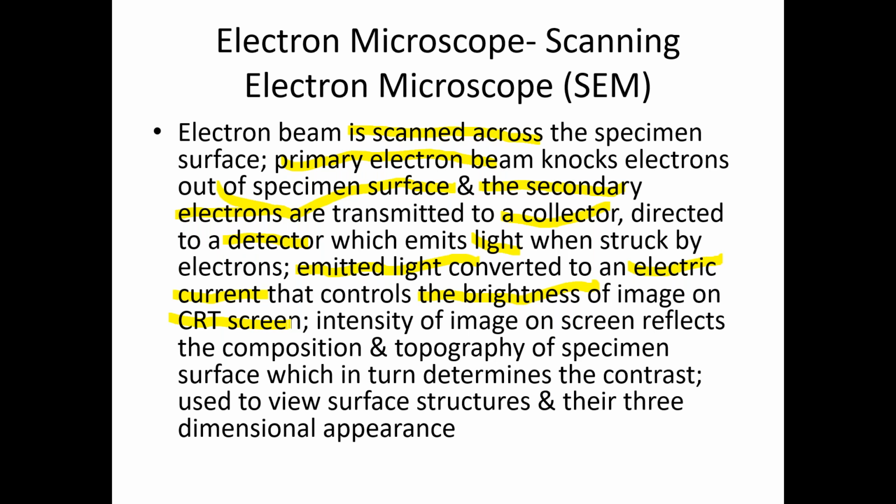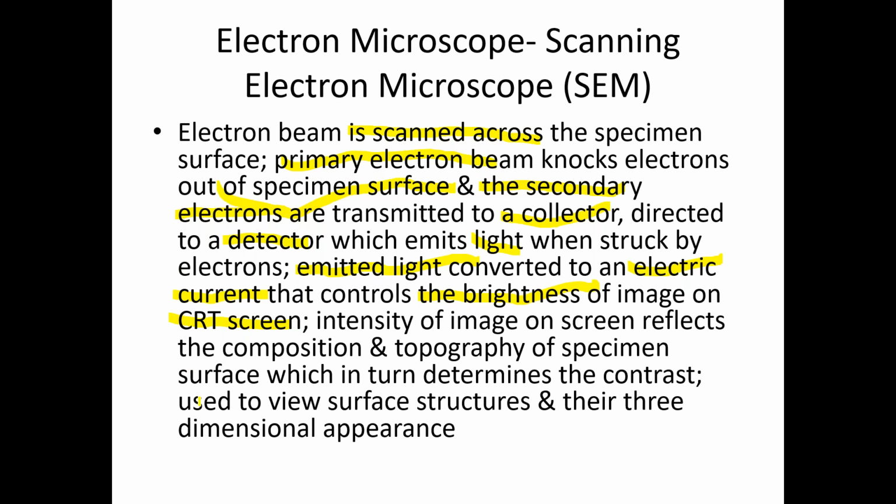So these secondary electrons will be directed to a collector and detector, and the detector will emit light when struck by the secondary electrons. Now the emitted light is converted into an electric current which controls the brightness of image on CRT screen or cathode ray tube screen. So if the amount of secondary electrons is high, it depends upon the specimen, you will have more light produced and more electric current produced. As a result, the brightness of the image will be higher. It all depends upon the specimen, the composition of specimen or the thickness of specimen, or how well we make the specimen. That is most important.